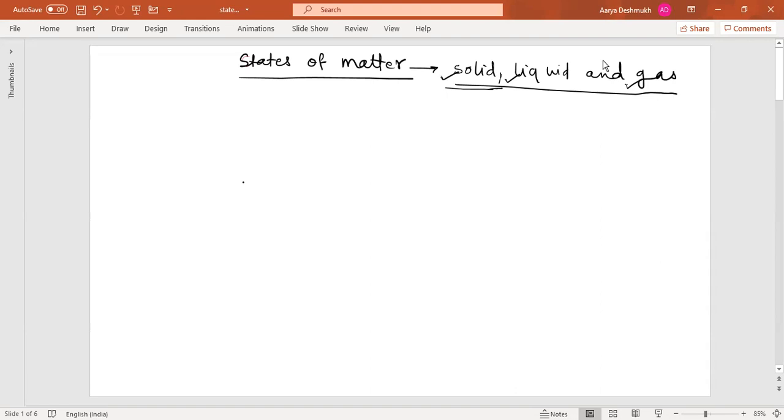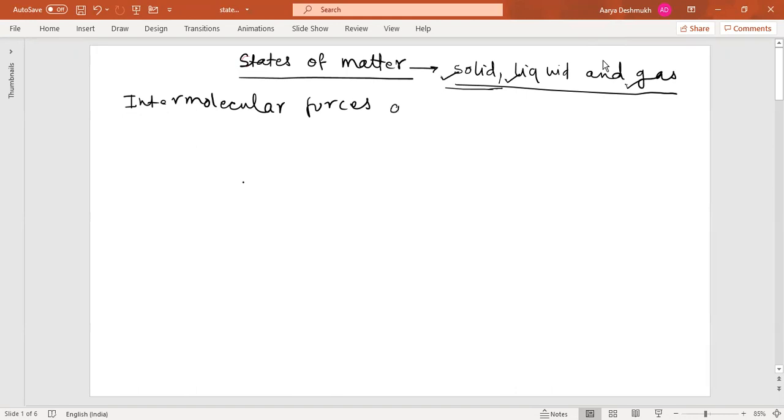So these intermolecular forces are the attractive forces as well as the repulsive forces present between the neighboring molecules. And the attractive forces decrease with the increase in distance between the molecules.